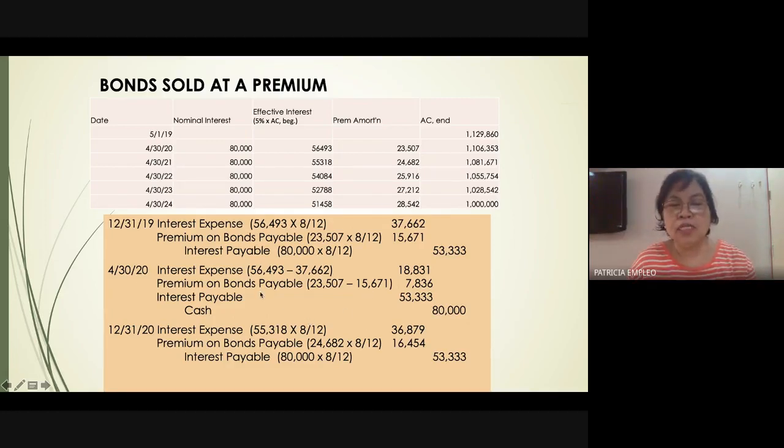Therefore, we do it proportionately again. So from May 1 to December 31 of 2020, we take up the first 8 months. Debit interest expense, that is 8 over 12 of 55,318. So that's 36,879. Debit premium on bonds payable, that's 24,682 times first 8 months over 12 months, 16,454, and credit interest payable for 53,333. And the process is repeated until we reach the maturity date, April 30, 2024.